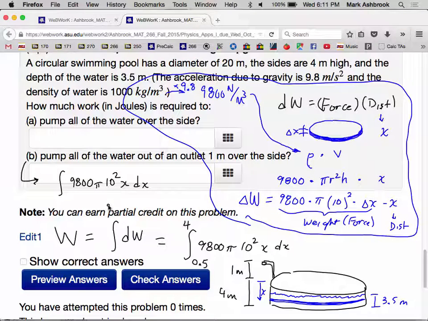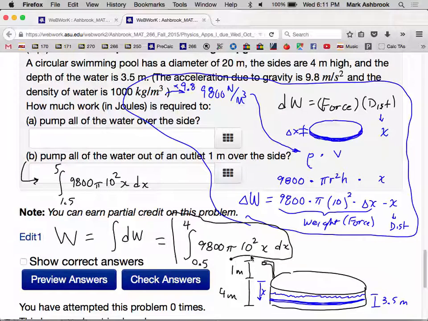So now the top layer has to move how far? Before it had to move 0.5, but now that top layer has to go an additional meter. So the top layer has to move a distance x of 1.5, and then all the x's in between. The last layer has to move a distance of 5. So for part B, all you'll have to do is change the limits of integration. This is part A here, and these are super easy integrals.